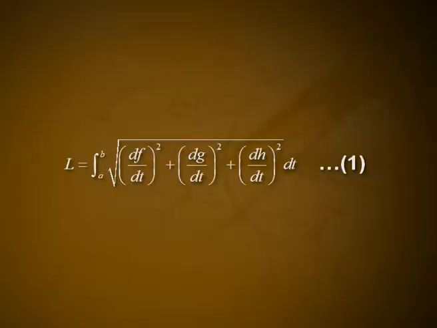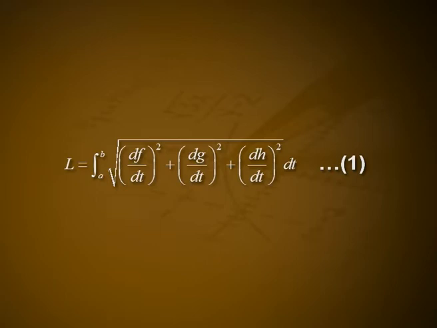curves in the plane. Definition: the length of a smooth curve r(t) = f(t)i + g(t)j + h(t)k, a ≤ t ≤ b, that is traced exactly once as t increases from t = a to t = b, is L = integral from a to b of the square root of (df/dt)² + (dg/dt)² + (dh/dt)² dt.